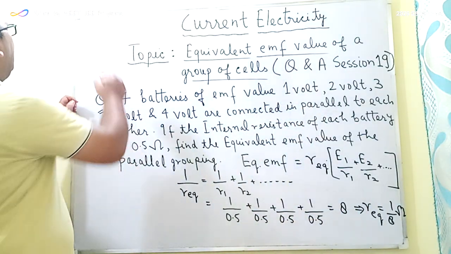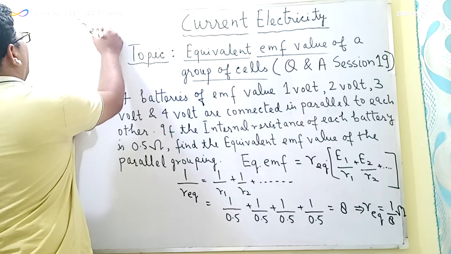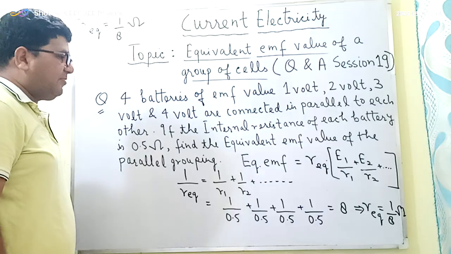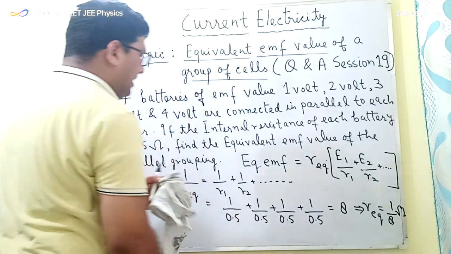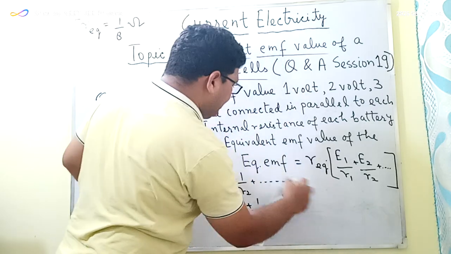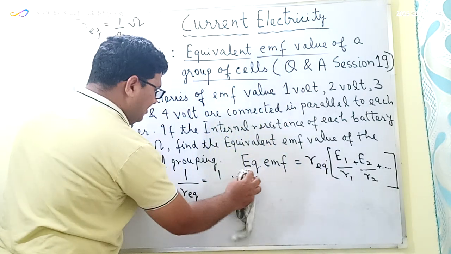So R equivalent is equal to 1 by 8 ohms. This is the first thing which we have calculated. Now we will be calculating the equivalent EMF of this parallel grouping with the help of this formula which is written here.